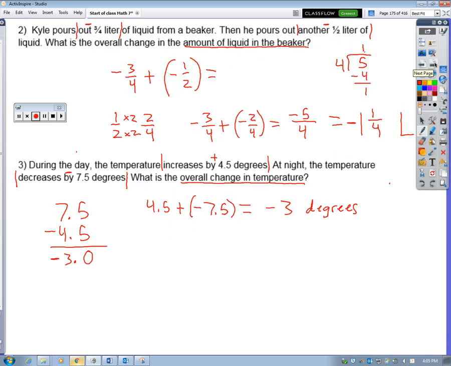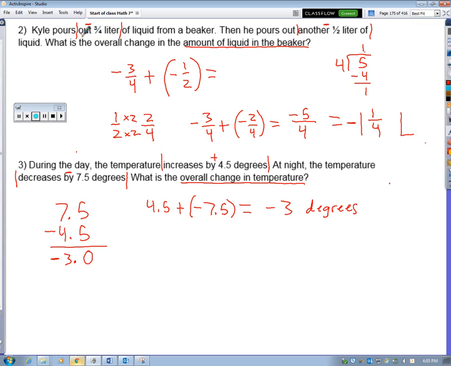Let's take a look at this one. See, Kyle, he pours out this much liquid. We don't know how much liquid he started with. And then he says it pours out another half liter of liquid. We don't know where he's ending. We don't know how much liquid he started with or how much he ended with. That's why it's not subtraction.